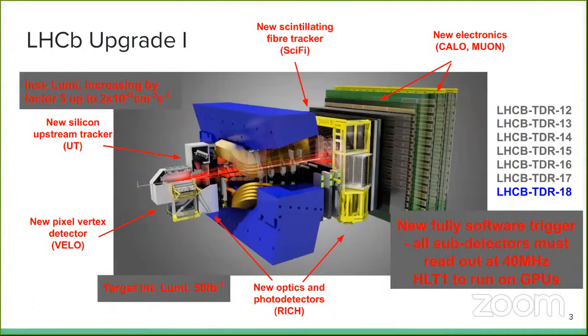But obviously, this talk is focused on the upgrade. We expect an instantaneous luminosity increase of a factor of 5. You can see the various subdetector changes we're making. But from a computing point of view, the big change is a new fully software trigger. And the big news is that our HLT1 will run on GPUs.